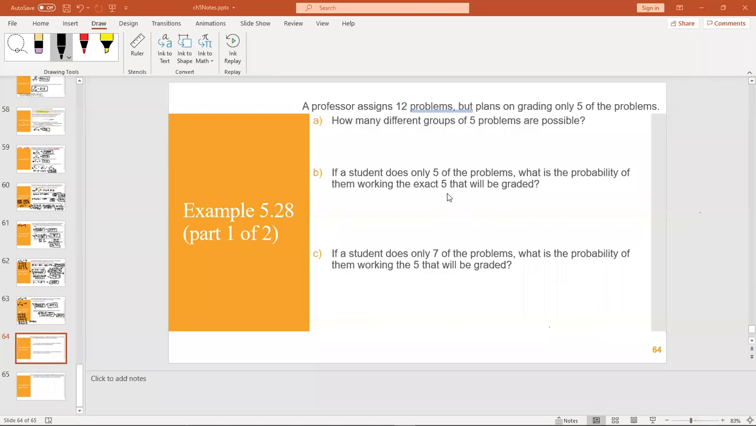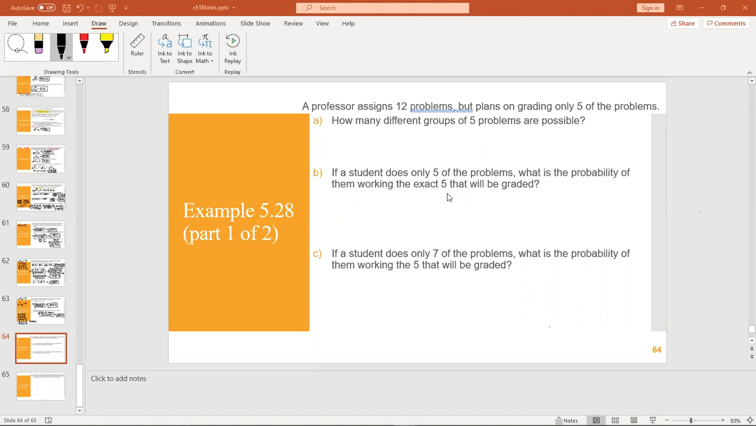We're picking up where we left off because our previous video was getting awfully long. So we have here the final problem where a professor is assigning 12 problems. Only 5 of them are going to be graded. And so we need to find out how many different groups of 5 problems can be chosen.